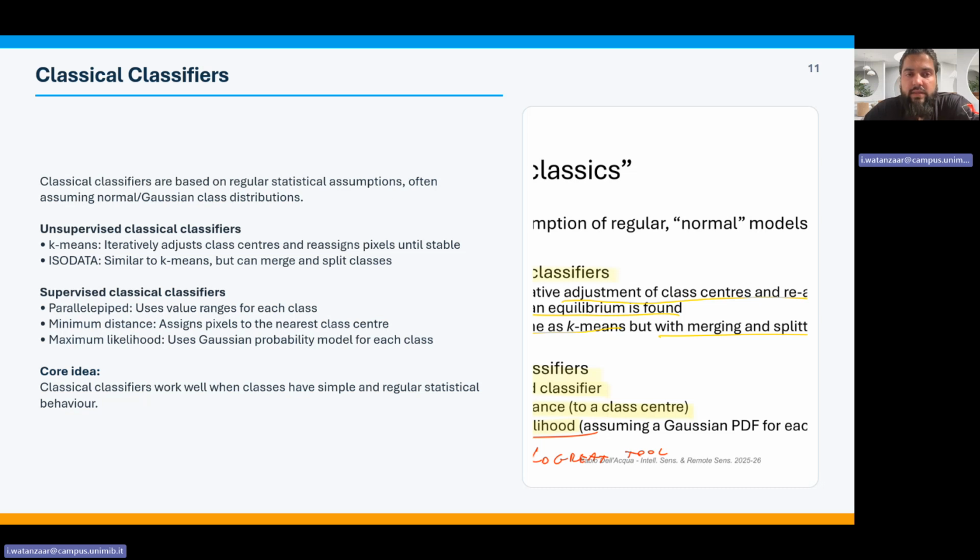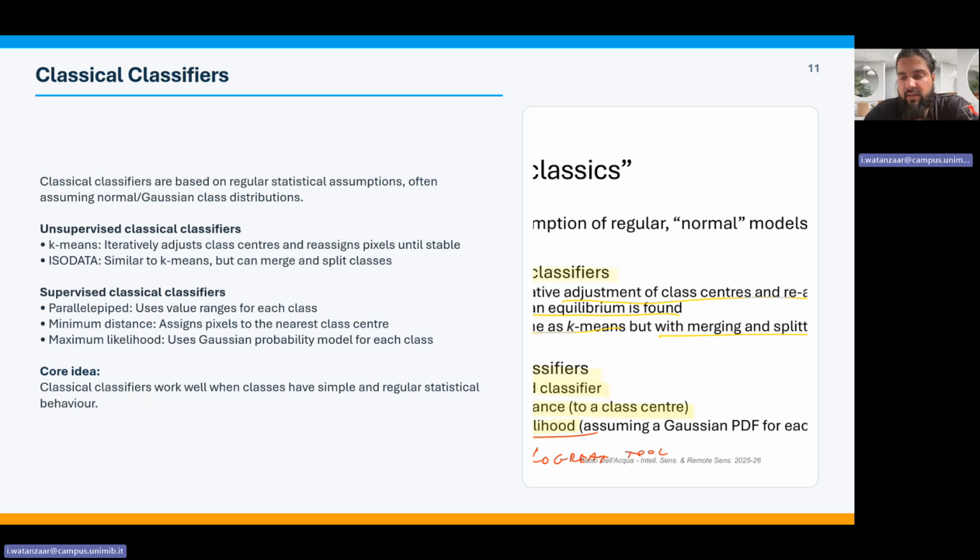ISODATA is similar to k-means but can merge and split the classes. Initially, they were doing k-means, iteratively adjusting the class centers and reassigning pixels until stable. But when it became stable, they looked into the classes or the collected pixels: is there any chance for further classes? So they were merging and splitting the classes.